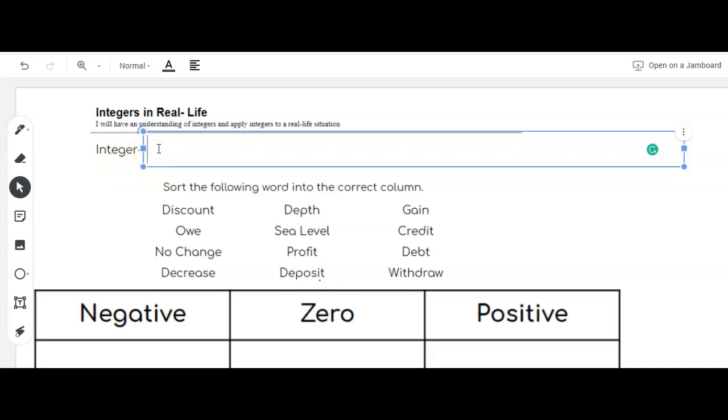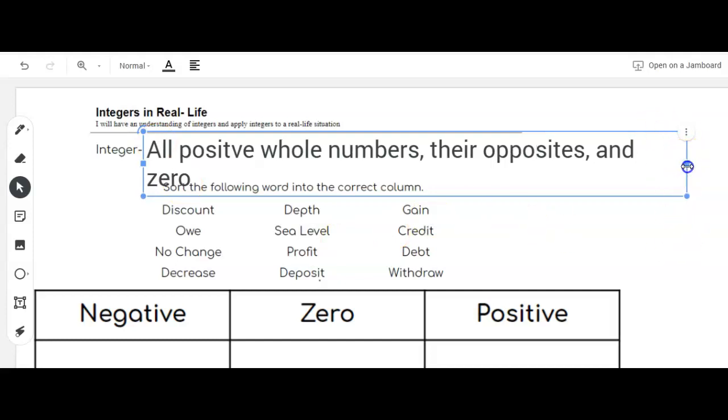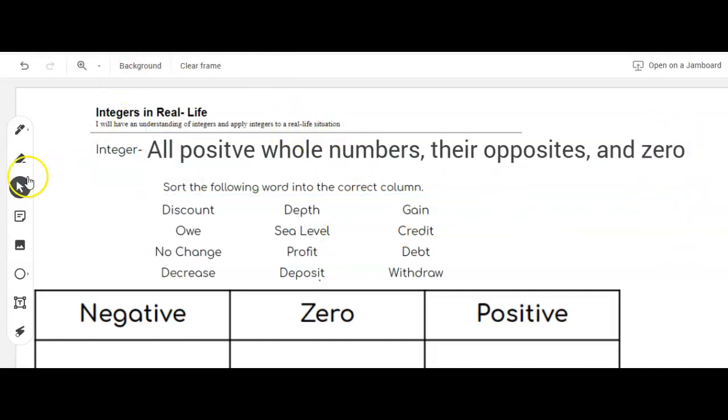Well, an integer is all positive whole numbers, their opposites, and 0. Okay, so positive whole numbers, things that would have like a plus in front of them, they're opposites. So if these are positive, these are your negative numbers. Put like numbers, hashtag. Okay, and 0, all count in this.